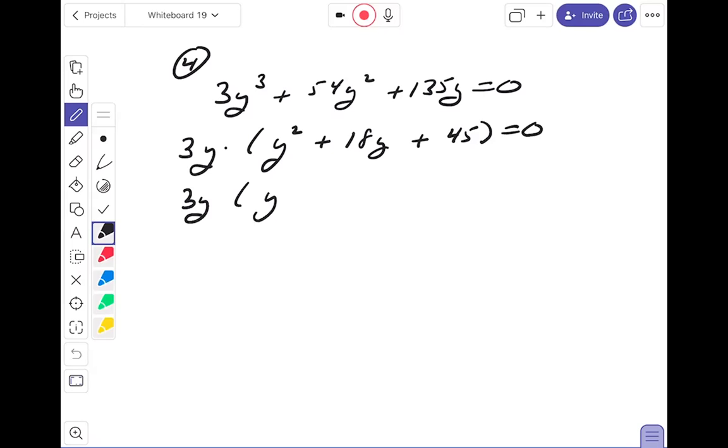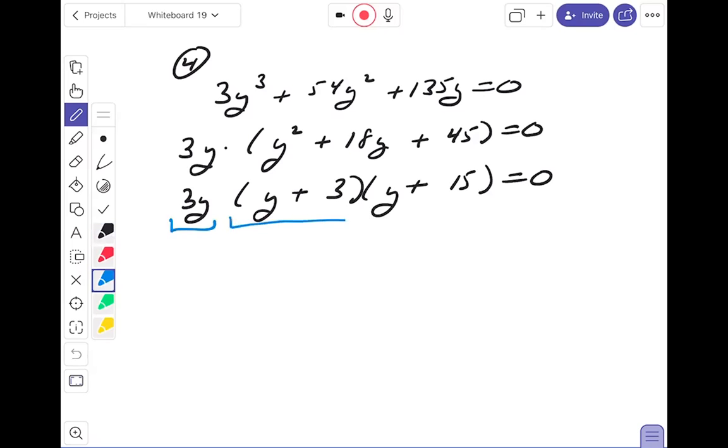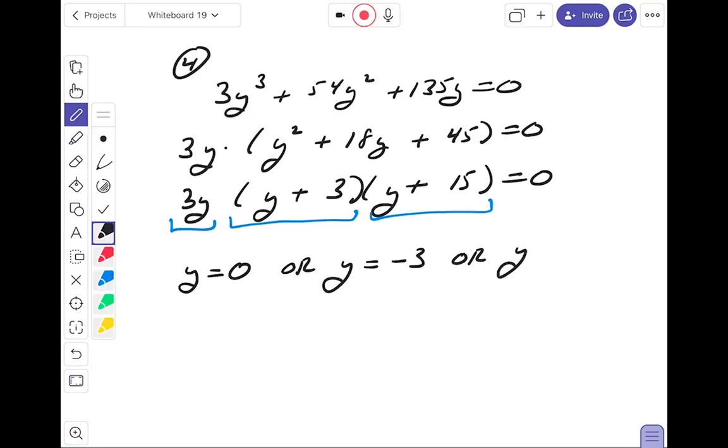It's quadratic, right? And I'm going to say 3 and 15. Looks pretty simple. Let me point out the factors we're looking at. And when do they become 0? Well, the first factor becomes 0 when y is 0, or the second factor becomes 0 when y is minus 3, or the third factor becomes 0 when y is minus 15.